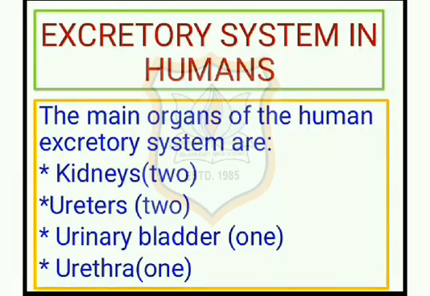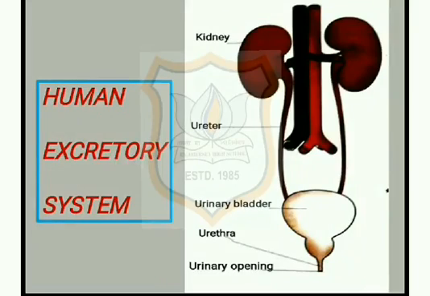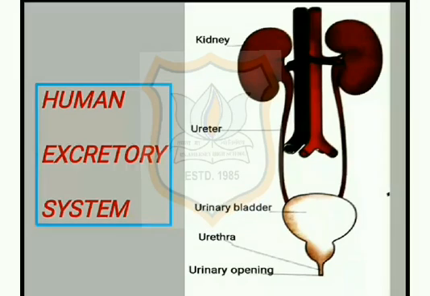The main organs of the human excretory system are kidneys, ureters, urinary bladder, and urethra. Now we will study about these organs one by one. Students, you can see in this figure the human excretory system. Here you can see kidney, ureter, urinary bladder, and urethra.